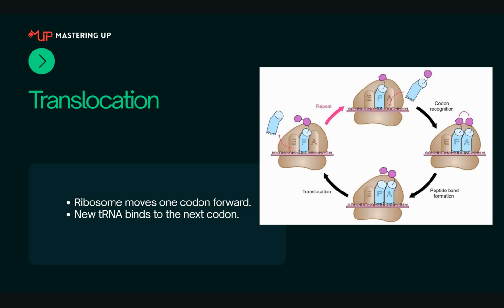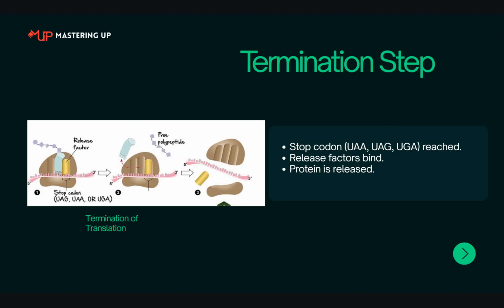So the next and final step is the termination step. When the ribosome reaches the stop codon, usually there are three stop codons, which are UAA, UAG, and UGA. When the ribosome reaches any of these stop codons, no matching tRNA is available. Instead, release factors bind to the ribosome and promote it to release the newly synthesized protein.